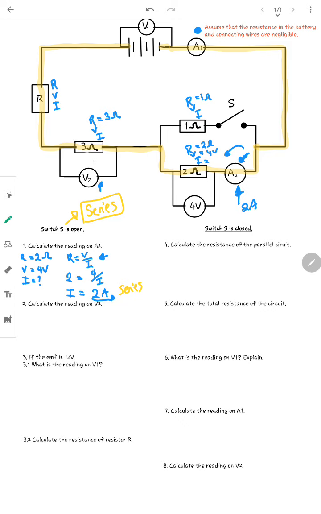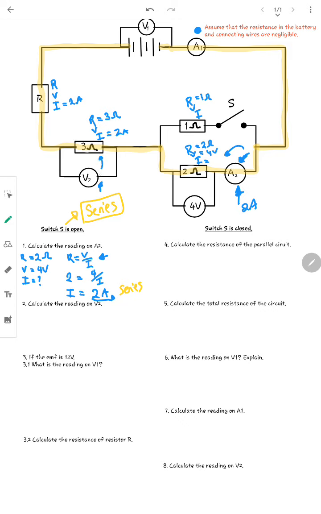This resistor here is now going to have a current of 2 ampere, and because this resistor is also in series, it's going to have a current of 2 ampere. So by answering this one question, I have actually filled in more information along the line. So when I'm calculating my reading on V2, which is voltmeter number 2, I'm going to look at the resistor that it is in parallel with, and that is this resistor here.